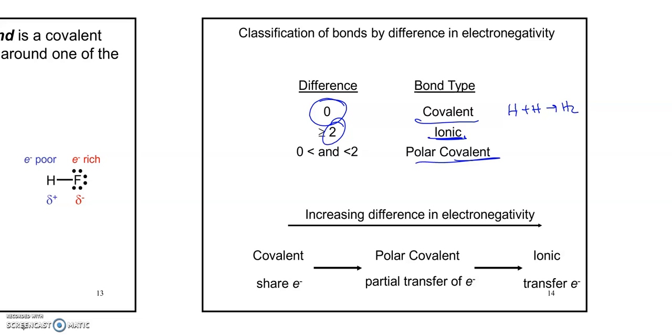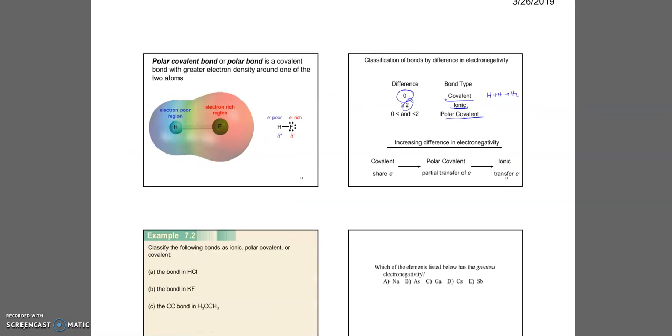That's pretty much it. If the electronegativity difference is more than 2, they want to transfer electrons, and then you'll get an ionic compound. But if the difference is 0, which basically means the same element, it's going to be just pure covalent. But if the difference is not 2 but not 0 as well, then it's going to be a polar covalent. Electrons are going to be shared, but not equally.